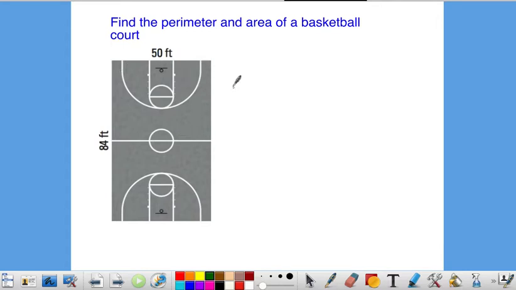length is 84 feet. Area, you just multiply the numbers together. You've been doing this for a while. These numbers do get pretty big though, so you might want a calculator. 84 times 50 is 4,200. And when we're talking area, we always have square units, so square feet.